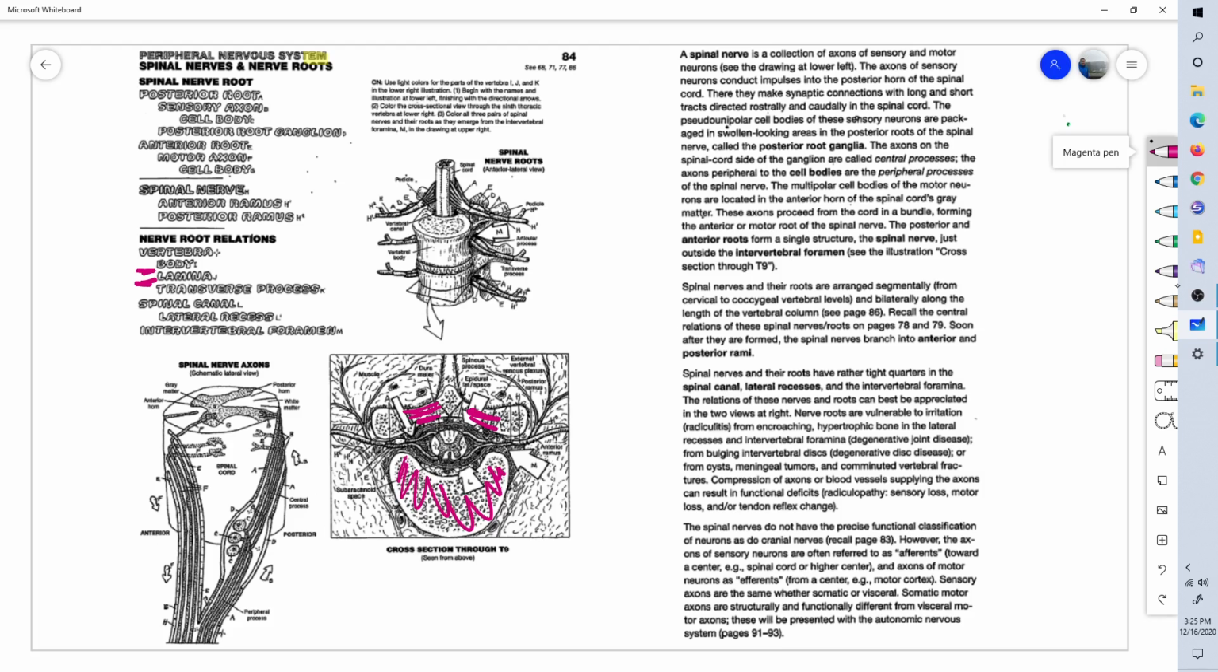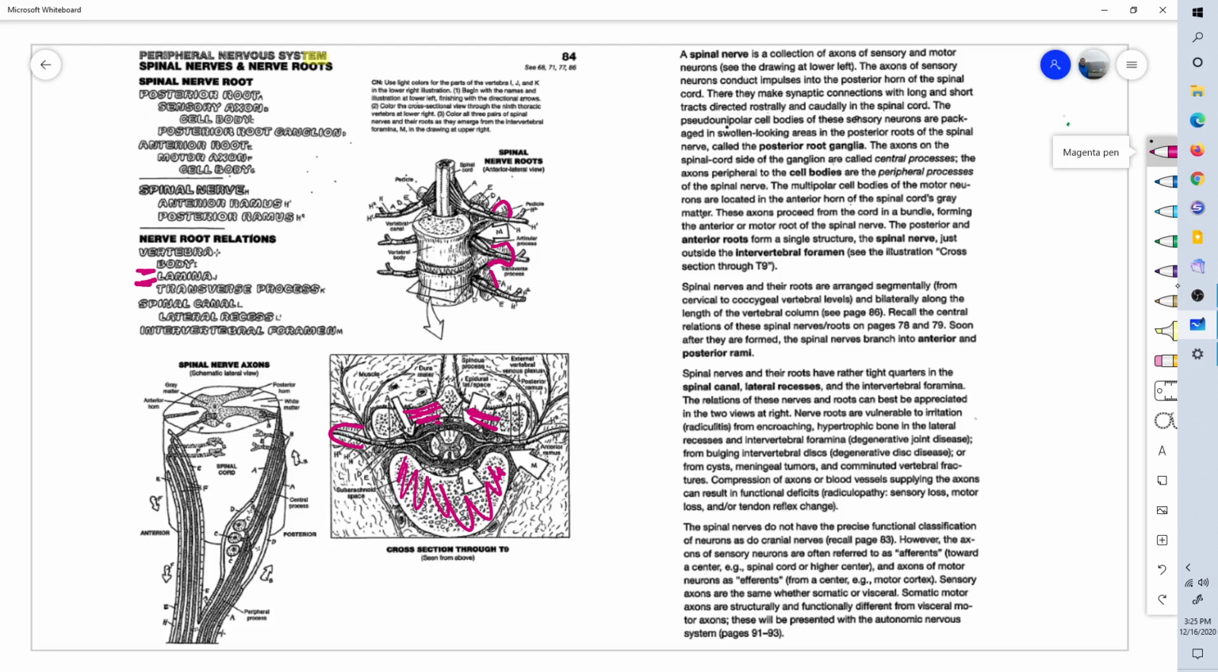Transverse processes are sort of the wings of the vertebra. Looks like they're defined right about here. Up here, here's a transverse process. It's this bony portion of the vertebra that sticks out. It's like a wing. That's the transverse process.